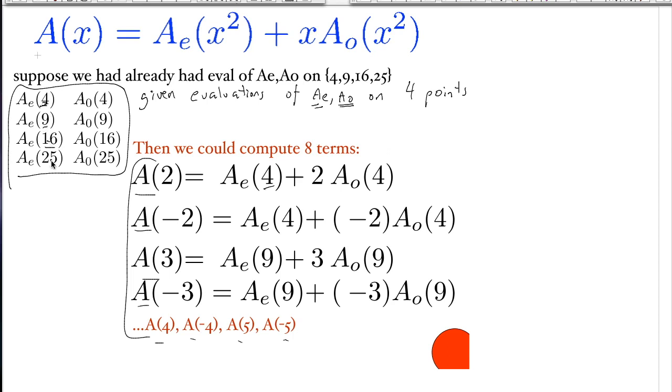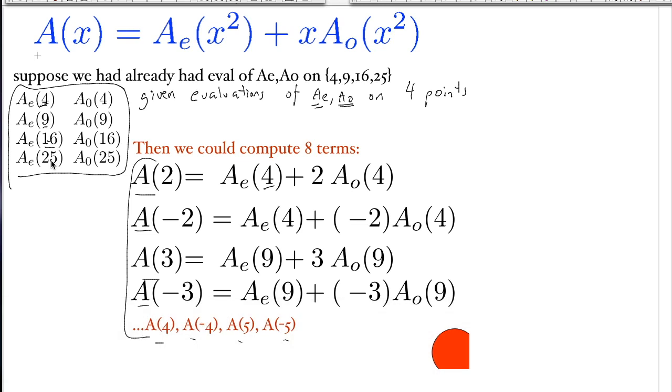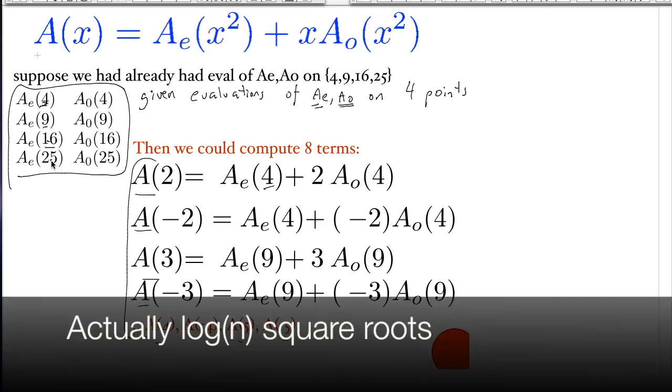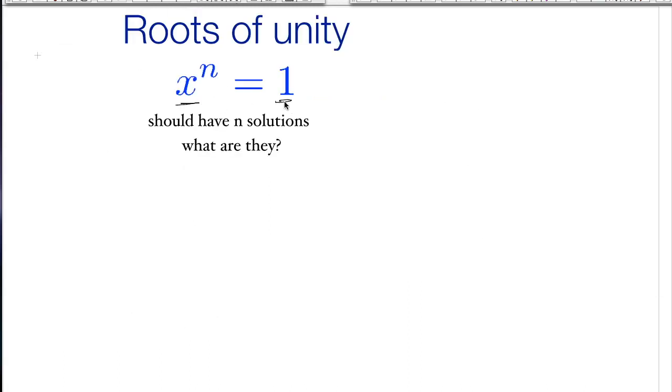Now if we want to do a dimension n FFT, we're going to need values that have n square roots. When you take the square root of 4, you get 2. Then when you take the square root of 2, you get an irrational number. So that's not going to work. We're going to need points that have n square roots, so we have to be very clever about the points that we use.